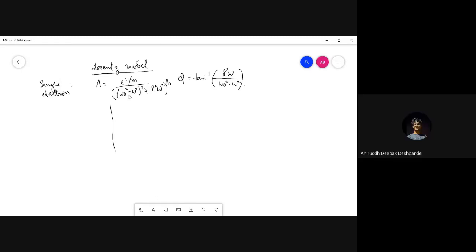Instead of e square, it should be e into electric field. Yes, electric field will be there. Electric field, but is it E? Small e times capital E, and then square root in the denominator.